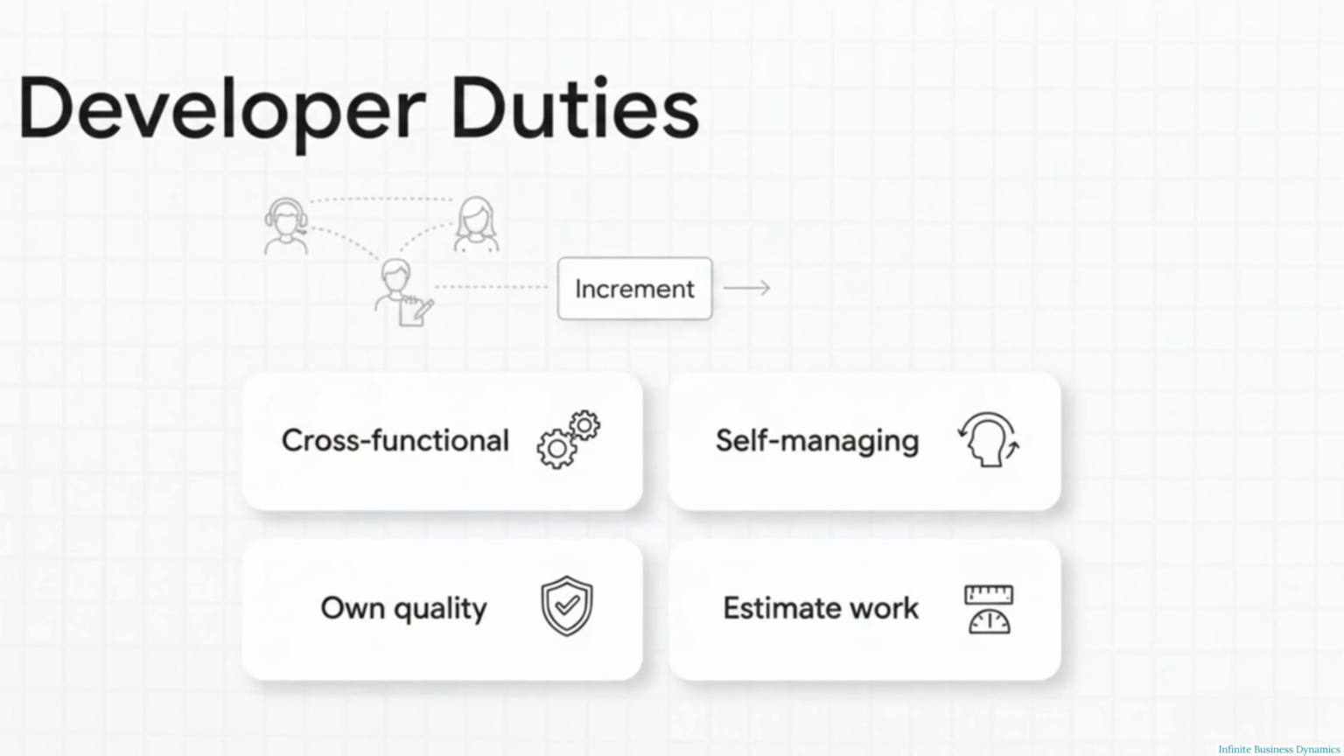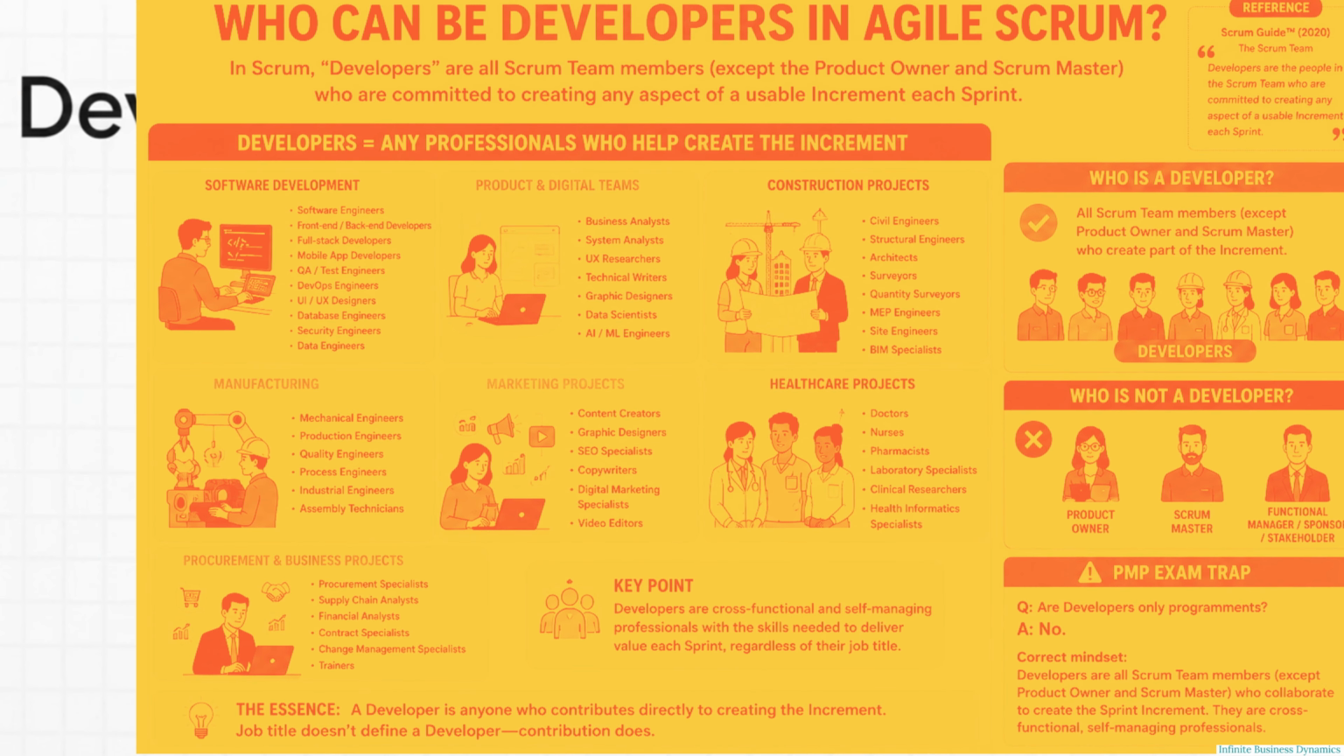Then we have the developers. And keep in mind, in Scrum, developer is a completely profession-neutral term. It doesn't just mean a software programmer. It means any value creator. A tester, a UX designer, a technical writer, really anyone contributing to the increment. Developers hold exclusive accountability for the how of the sprint goal.